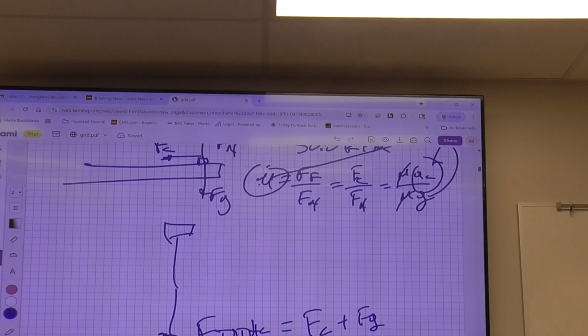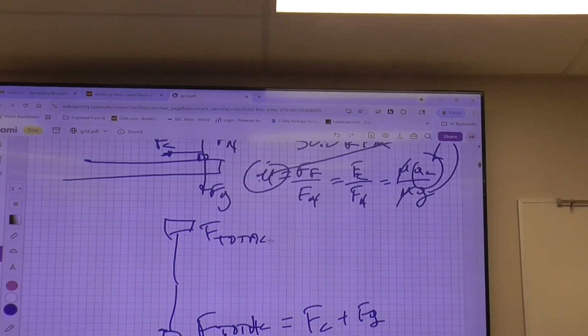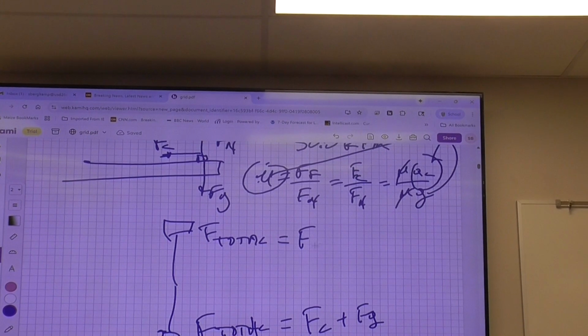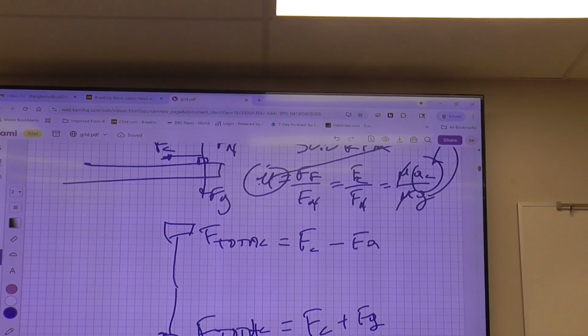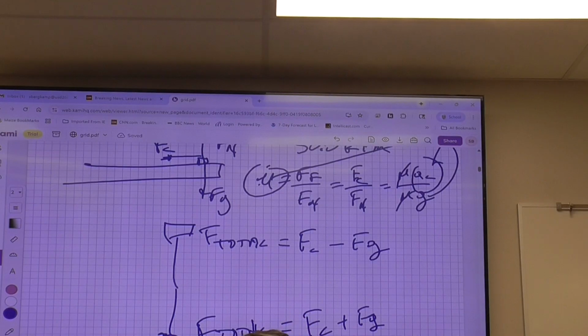Now, at the top, your total force is going to be centripetal force minus Fg. And again, don't get weird and say, oh, I'm going to subtract a negative 9.8. No, it's still balancing out. The total force is going to be the difference between the two.